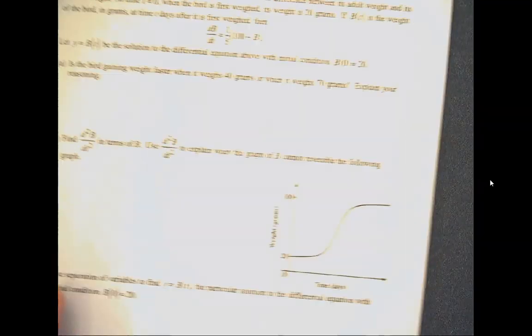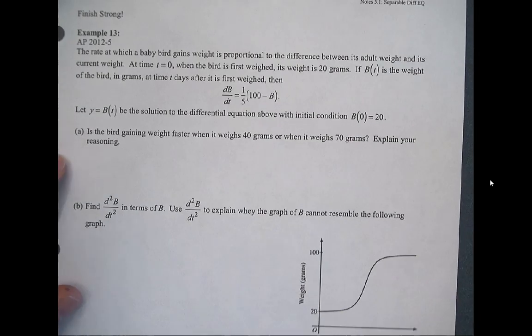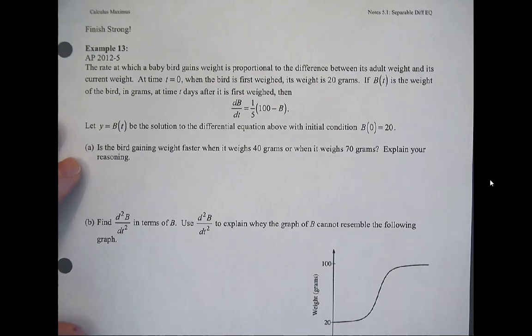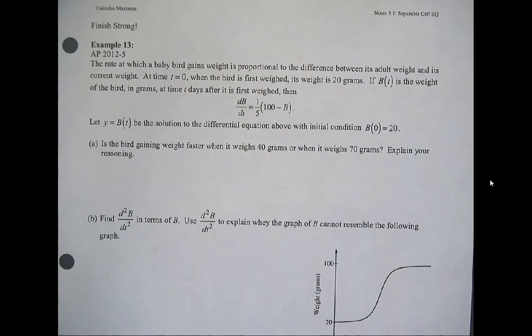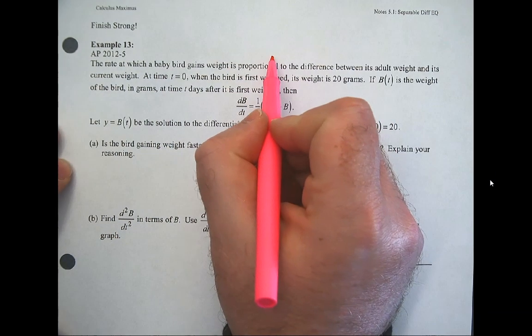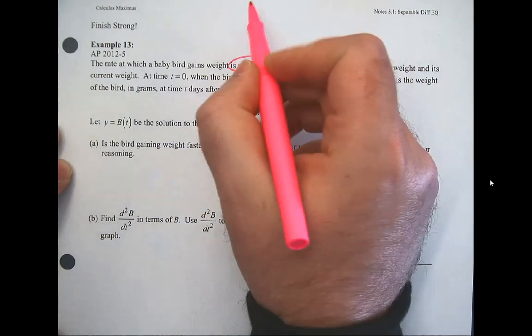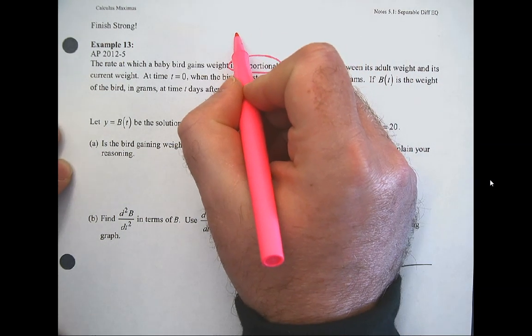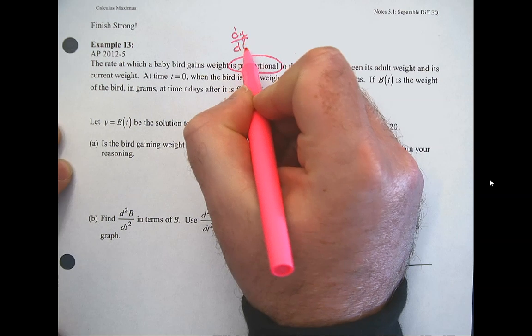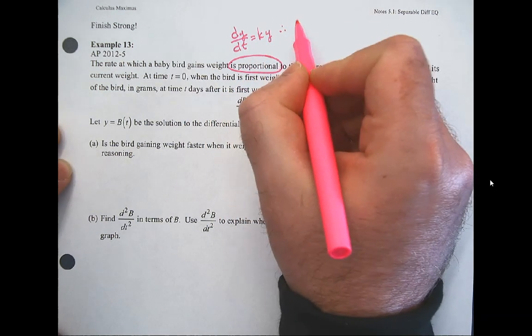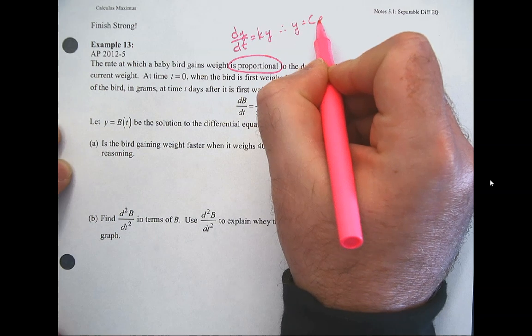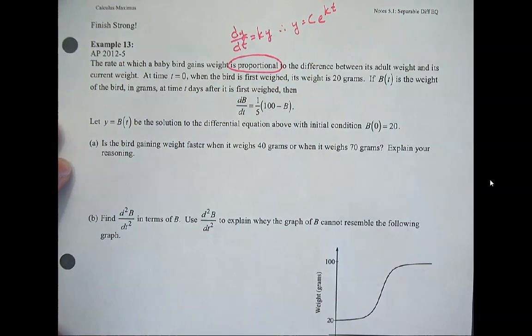Last example for this section. Ooh, this is another AP problem, AP 2012, free response question number 5. The rate at which a baby bird gains weight is proportional. And when I see this, I stop and I write myself a little note. This is reminding me of a couple things. dy/dt is equal to k times y, which therefore means y is equal to some constant times e to the kt.